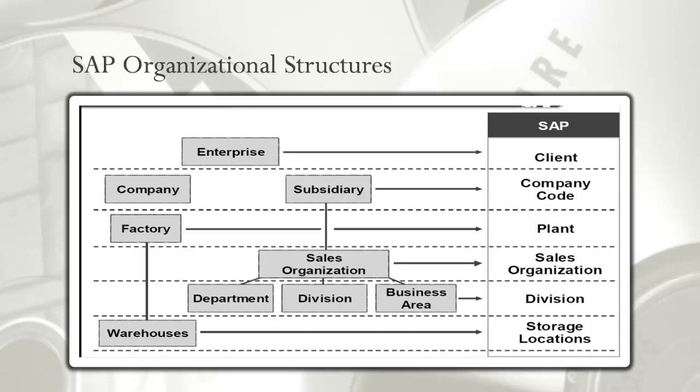Next, we have the storage locations. Generally, these sit at the bottom of the logistics organizational chart, but it doesn't make them any less critical to the process. The storage locations allow you to differentiate material stocks within a plant by managing inventory. A storage location is directly assigned to a plant and has a 4-digit alphanumeric identifier.